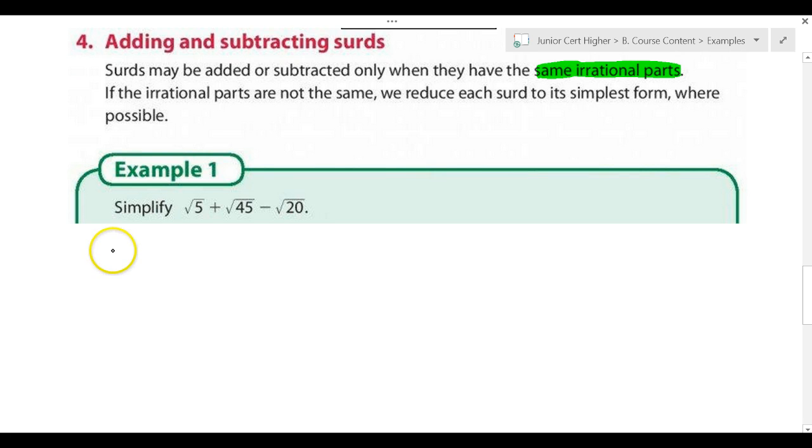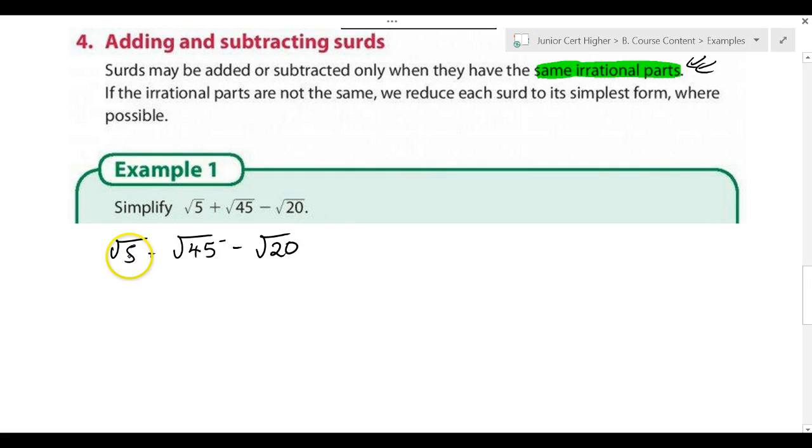So we have root 5 plus root 45 minus root 20. Now in order for us to add or subtract these, as we said earlier, the irrational parts must be the same. And we can see here root 5 is not the same as root 45, which is not the same as root 20. So we must find a way to simplify these before we can add and subtract.